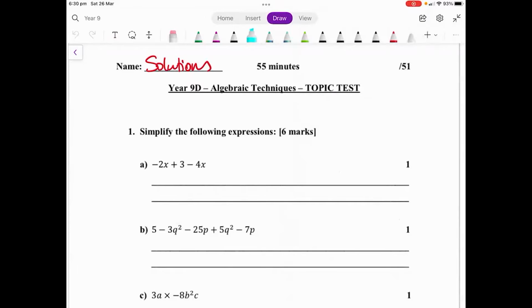Here are the solutions. Question 1a, I combine the like terms, so I combine the x's first. Minus 2 minus 4 gives me minus 6x. I leave the plus 3 alone. Final answer, minus 6x plus 3.